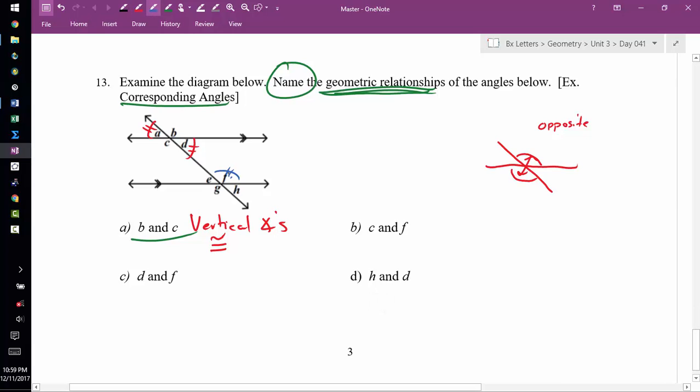F and G. The same with E and H. Those would be all the pairs of vertical angles.